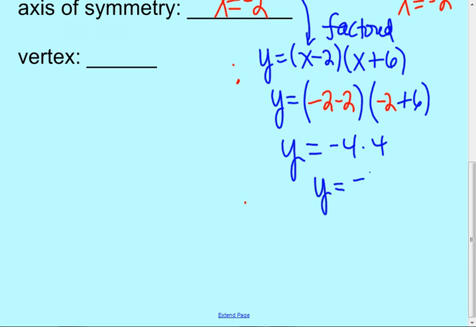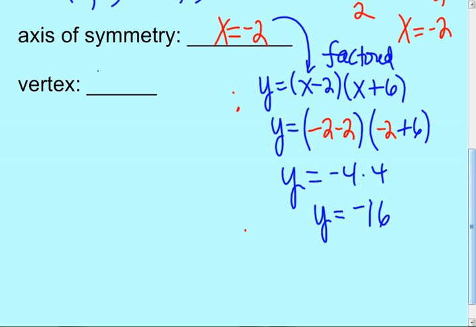Negative 4. What's 4 times 4? 16. So the x value was negative 2. The y value is negative 16. And that really finishes our unit. Let's try another problem.